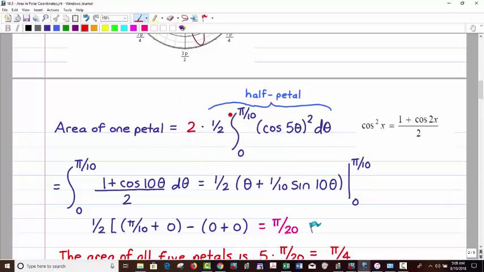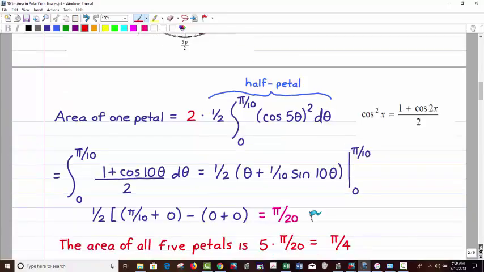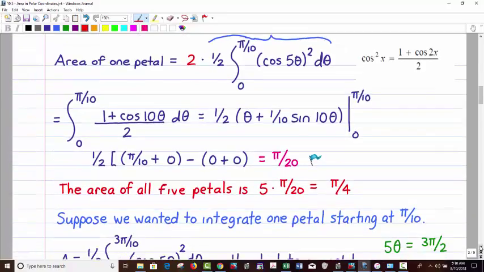It was up when I was talking about that gigantic looking 1/2. So that 1/2's always there. And then now I'm going from 0 to pi over 10, and then cosine of 5 theta squared, and we have to integrate that. I'll go through this manually. It's not too hard to work out.